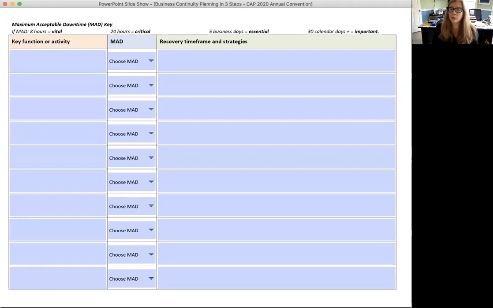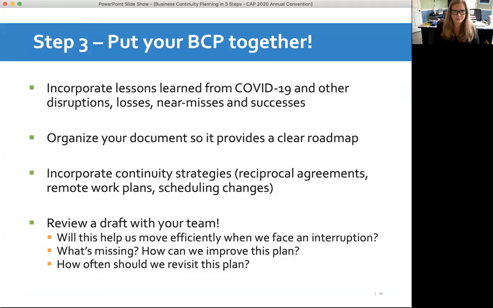So because this is a fillable PDF, you'll see these bluish boxes. You can fill in the spaces under key function or activity and really list all those functions and activities in your agency. And then you use the drop-down menu to choose the maximum acceptable downtime. You could do this in a workshop with a team of staff, or you can have people do it individually and come back together and kind of compare notes. And then you use the space under the recovery timeframe and strategies section of the worksheet to start to document some of the recovery strategies you have in mind.